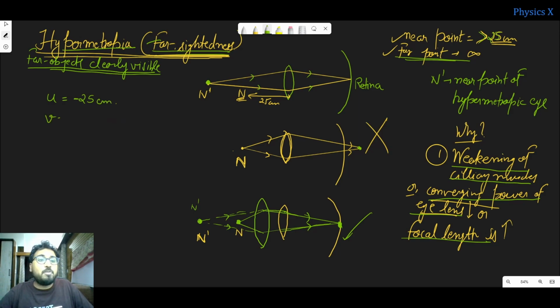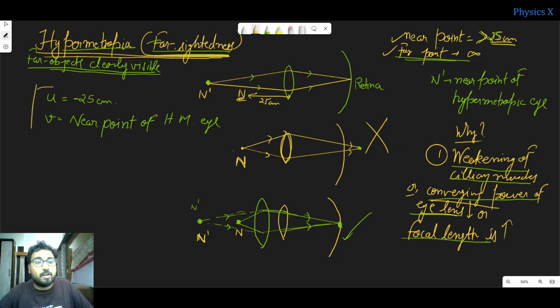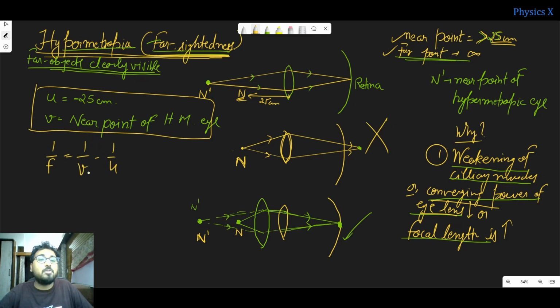And where must the image be formed now? It must be formed at the near point of the hypermetropic eye, right? So this is the substitution you will be making while looking to correct this defect of vision, and then you will find the focal length: 1 by f equals 1 by v minus 1 by u. So this is how you correct this hypermetropic eye.